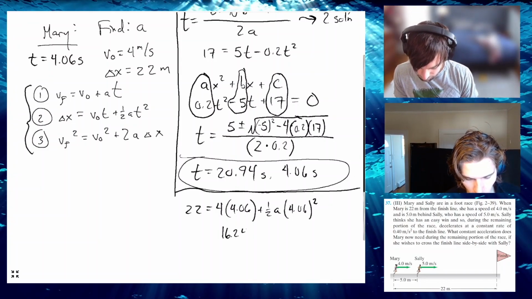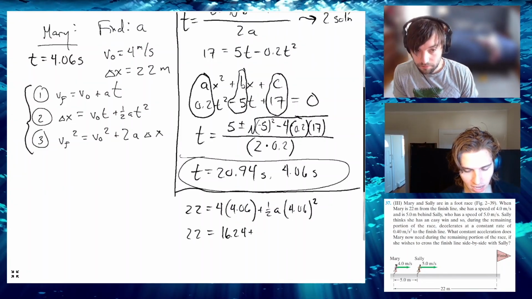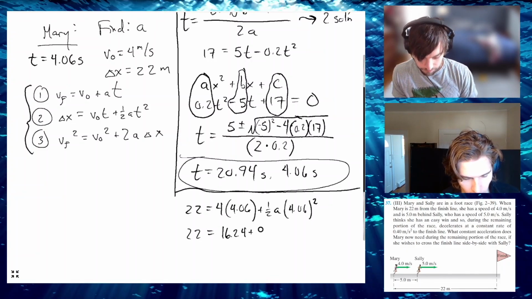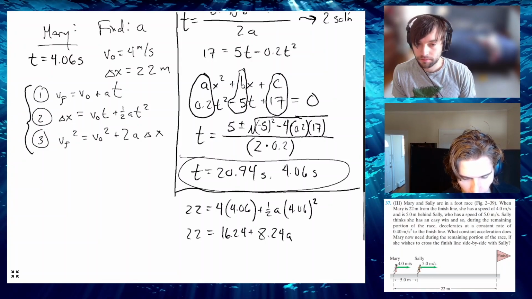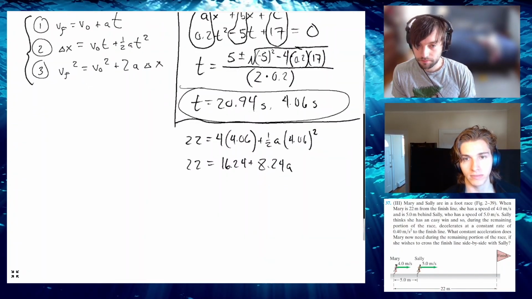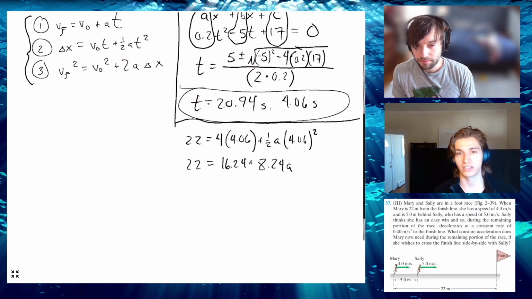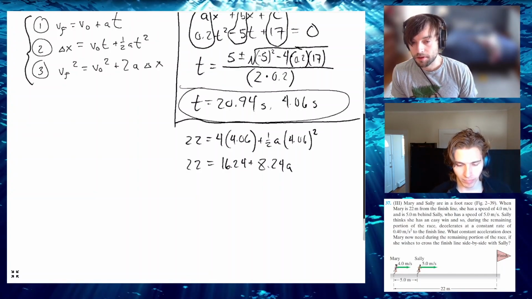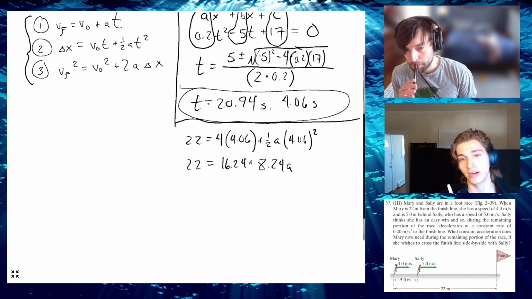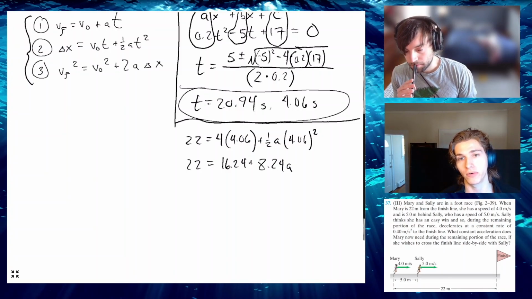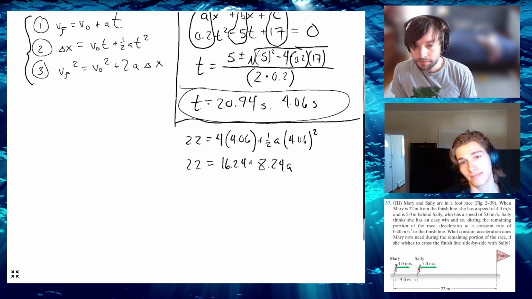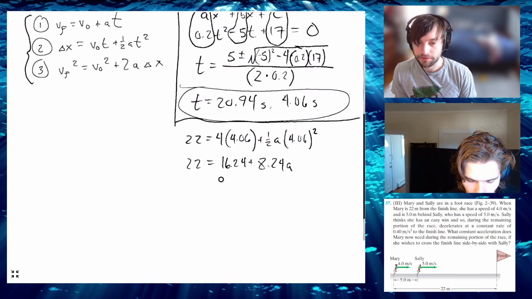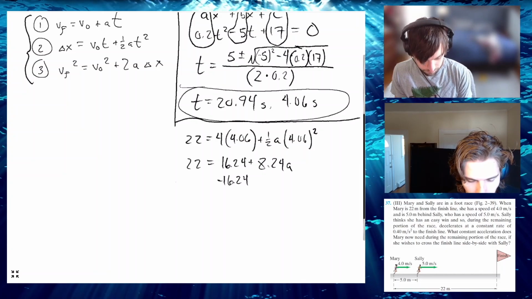I get 16.24. And I'm going to do 1/2 times 4.06 squared. So 4.06 squared divided by 2 plus 8.24a. Can we solve for this acceleration now? I believe so. What's the first step for the algebra here? Could we divide each side by 8.24? That could work. I think the easier method is to start out by subtracting the 16.24 first. Okay. But we could divide both sides. It's just we had to divide two numbers instead of just one. Okay. So let's do the minus 16.24 on both sides first.